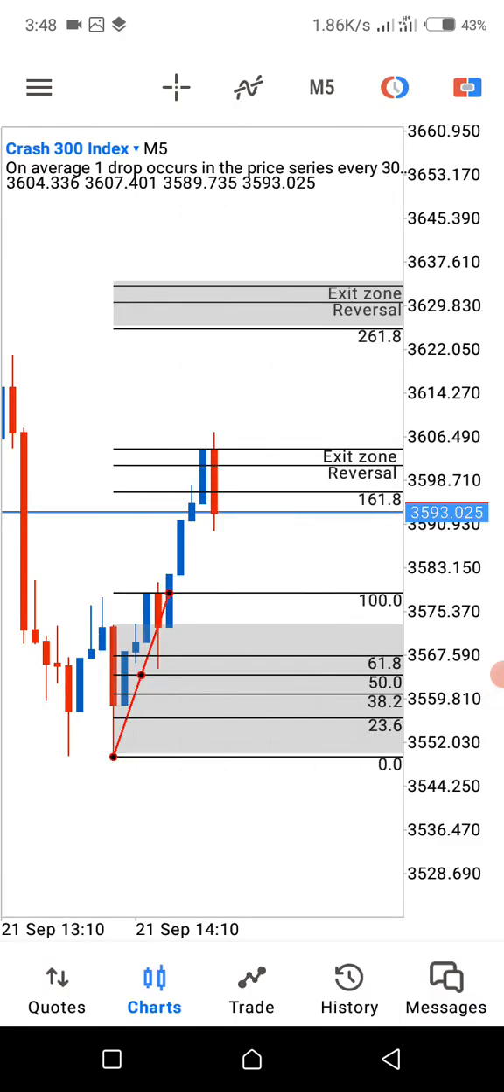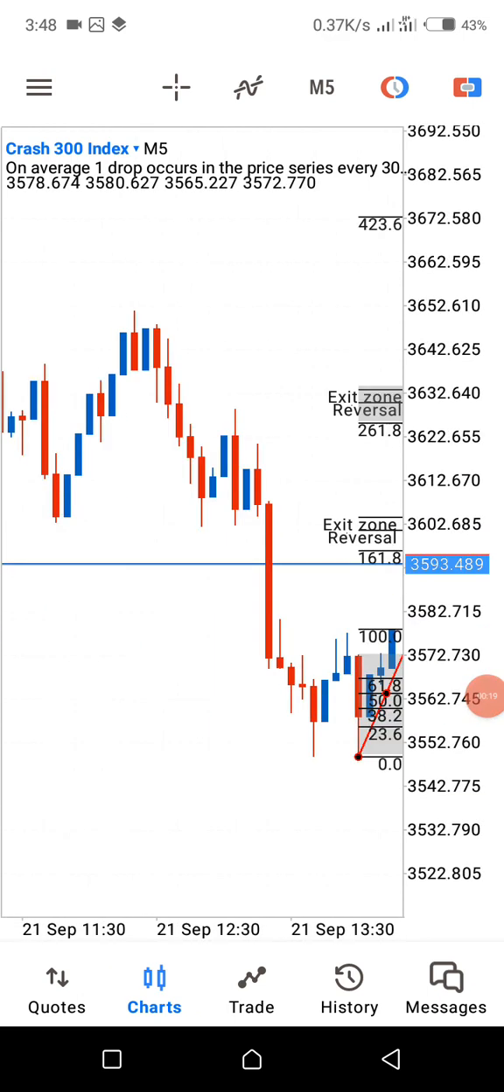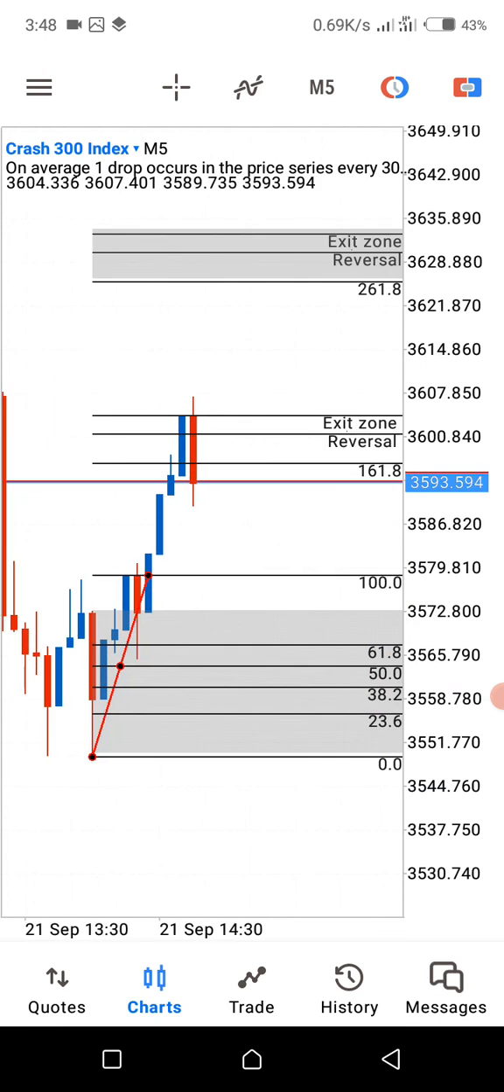The market just closed and I think the reversal has started. So this is the exit zone or reversal. It might make a little retracement to the downside, or it might continue to the downside, since this is a downtrend already. So the market might continue to the downside or just retrace a little bit and then go up to the next zone.